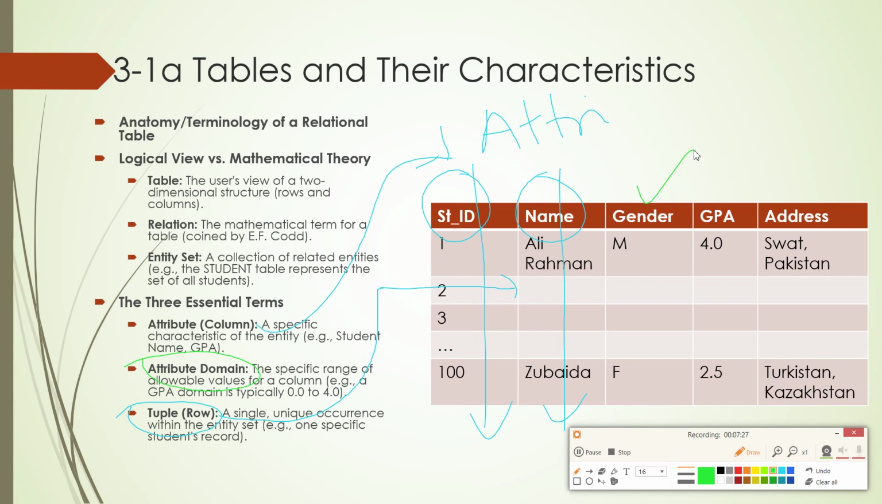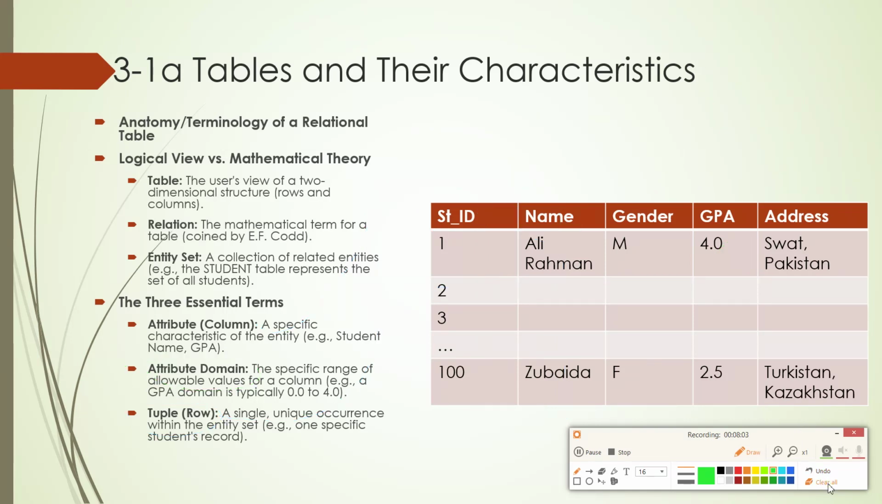By attribute domain we mean that if we talk about gender, it takes the value of M or F, that a gender could be male or female. So the allowable value for this attribute is that its value will be within the range of M or F, and this is called attribute domain. Similarly, if we talk about the GPA, GPA could be between 0 and 4, and this is the domain of the GPA. Now there are some other characteristics or rules that must be followed by a table or a relation. So let's talk about those rules.